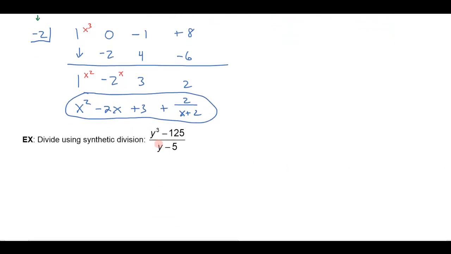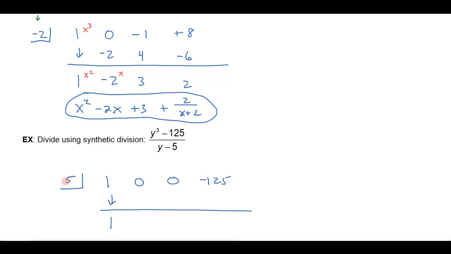This here, dividing y cubed minus 125 over y minus 5, you should remember that this is the difference of cubes, and this actually factors, and you can factor out y minus 5. So we'll have a way to check this. So let's go ahead and write 1y cubed and 0y squared and 0y and negative 125. And over here, I'm dividing by y minus 5, so my k value is 5. Go ahead and leave a space for a row of numbers there.